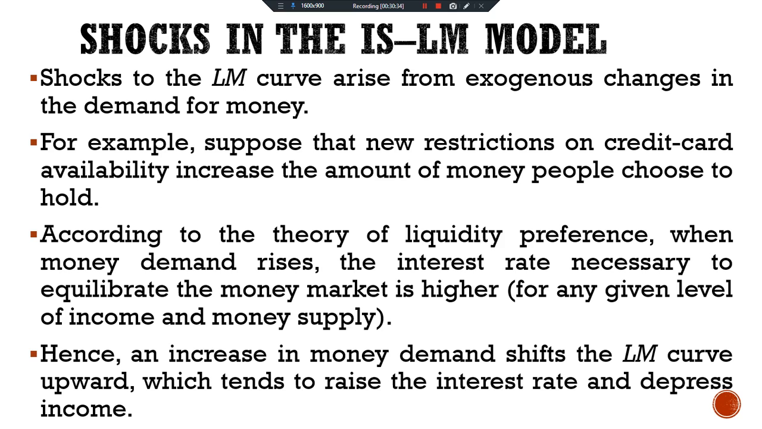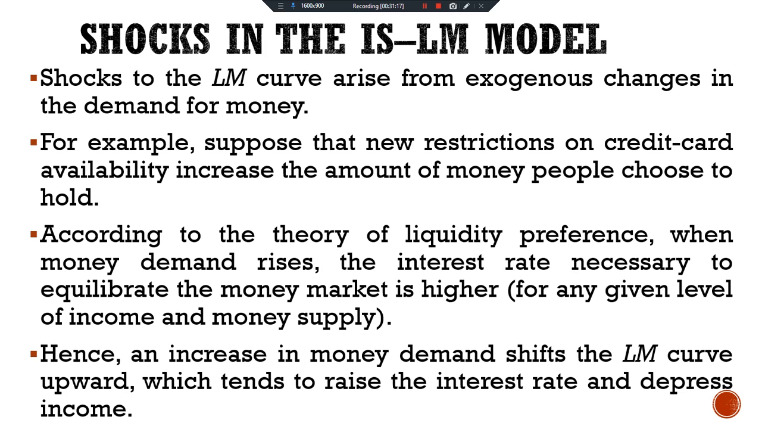So in summary, several kinds of events can cause economic fluctuation by shifting the IS curve or the LM curve. Remember, however, that such fluctuations are not inevitable. Policymakers can try to use the tools of monetary and fiscal policy to offset exogenous shocks. If policymakers are sufficiently quick and skillful, or we can say experienced, the shocks to the IS and LM curves need not lead to fluctuations in income or employment.